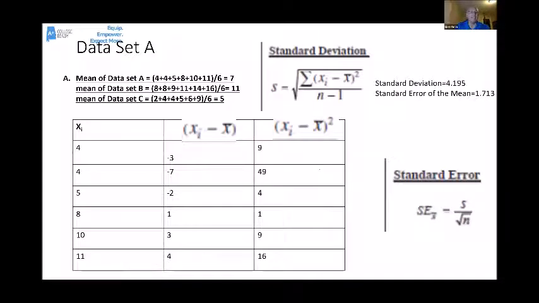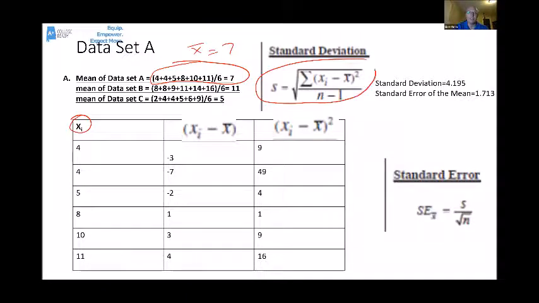So here I have data set A, this set of data. And first of all, I added that data up and I divided by the number of data points, 6, to get a mean, remember, which is X bar, of 7. And now I'm going to use that to calculate my standard deviation and my standard error. So first of all, I'll list all my individual data points in column A. So I had 4, 4, 5, 8, 10, and 11.